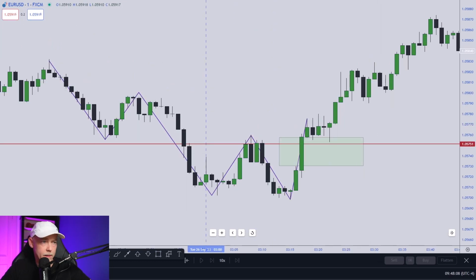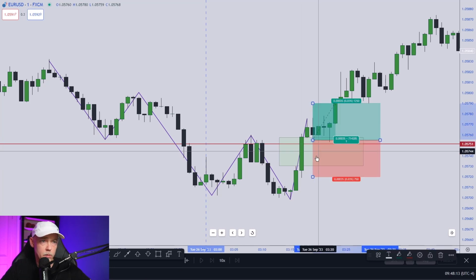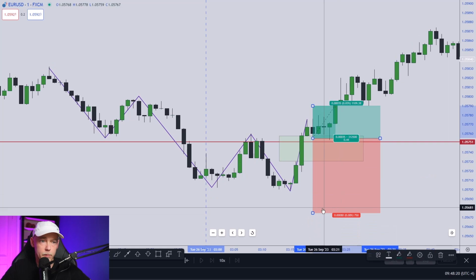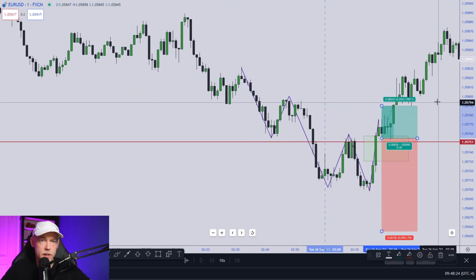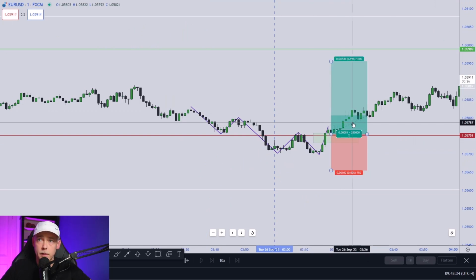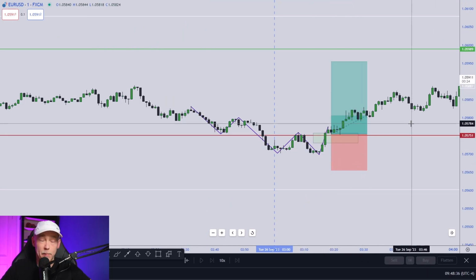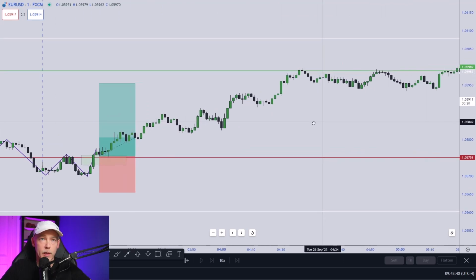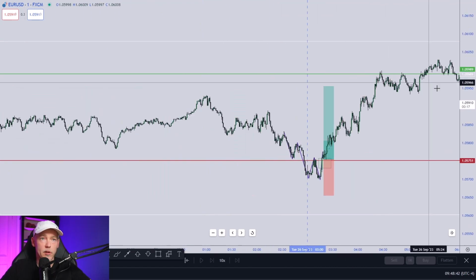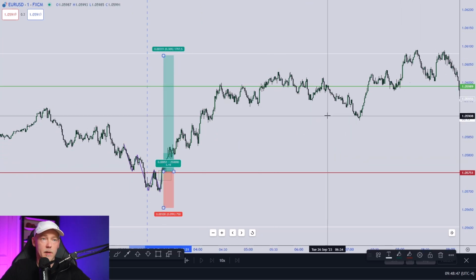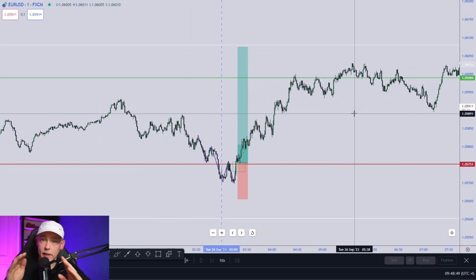Enter long. 10 pip stop. 20 pip target. Boom. You could have even put your stop at the lows here, really, but you know, I like to put a 10 pip stop on this. 10 pip stop. 20 pip target. There's a 20 pip target. So entering here, stop below. You can see we hit our buy side on the EUR USD. We continued a bit further and you get out of the trade. Price, you know, it went a good bit higher. However, we're get in, get out and get done.